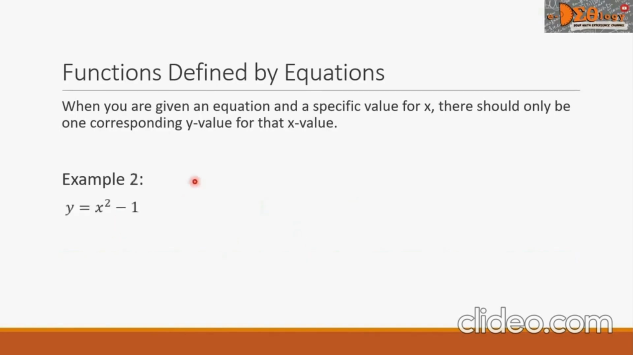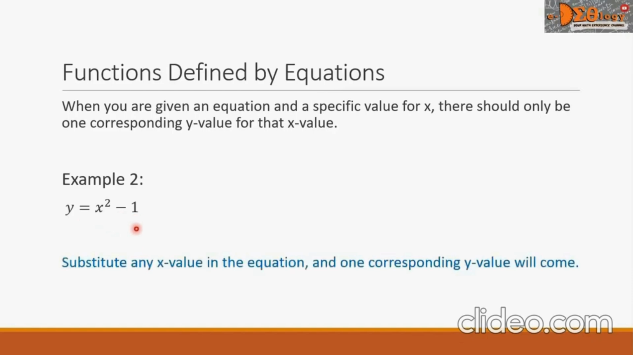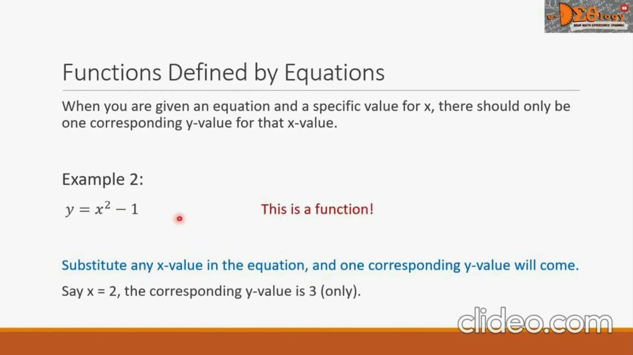Let's have example 2. y equals x squared minus 1. We will substitute again any x value in the equation, and one corresponding y value will come. Suppose we put x equals 2. The corresponding y value is 3. There is no other value other than 3 that will come. And we say this is a function.